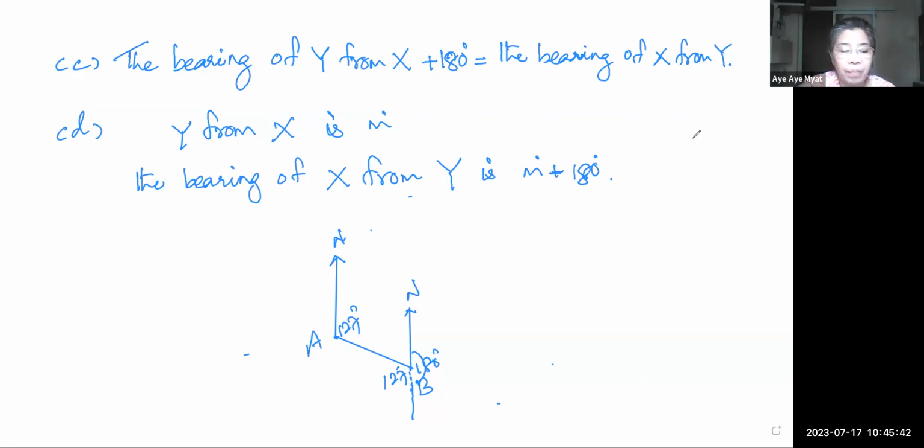And 180 plus that, you got 298. Small three. Small one got 016. Small two got 196. Now the bearing of B from Q, bearing of Q from P.